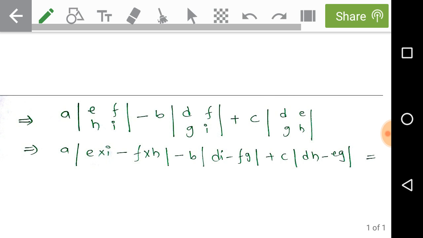Then we multiply A with the first one, B with the second one, and C with the third one, and we can get the determinant for the 3 into 3 matrix. We see many problems like this in physical chemistry topics. Thank you.